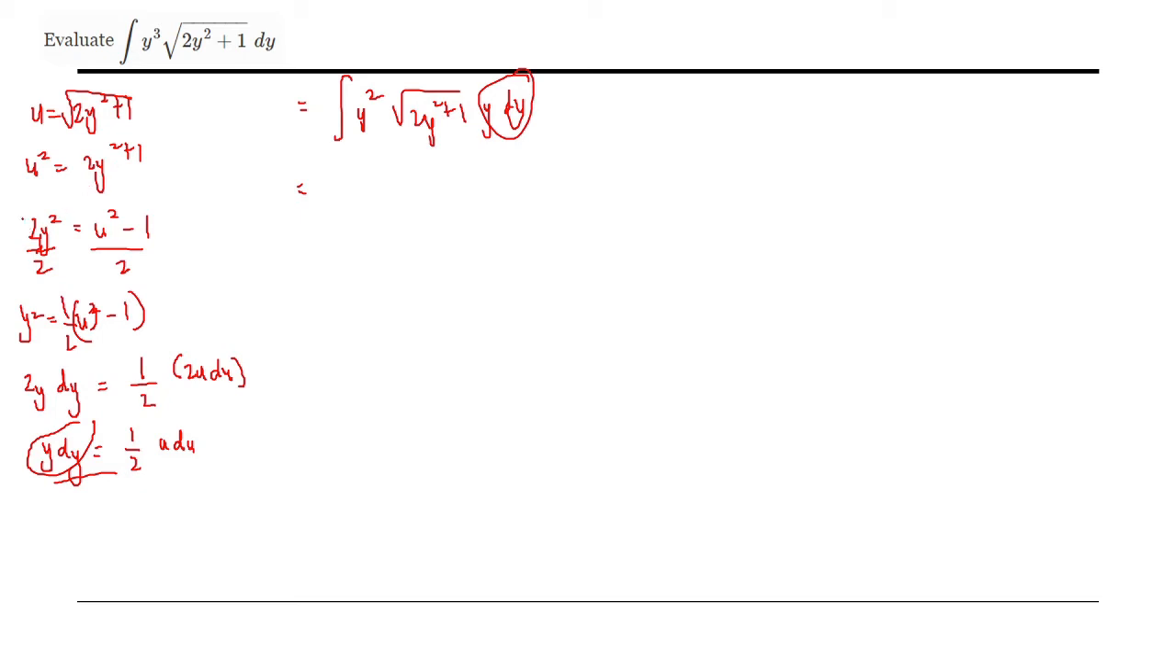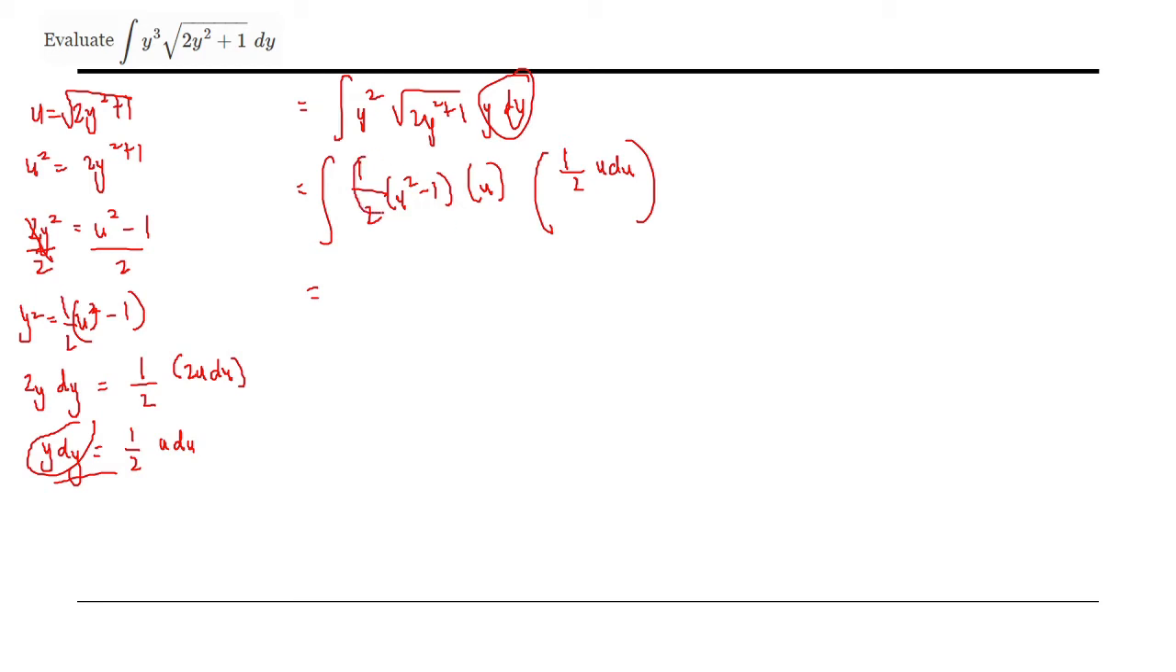So y squared is equivalent to u squared minus 1, or 1/2 times u squared minus 1. Then the square root of it is u, times y dy, which is 1/2 u du. Okay, so let's simplify this equation. This is u cubed minus u. 1/2 times u squared minus 1 times u times 1.